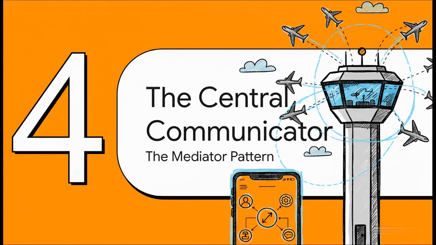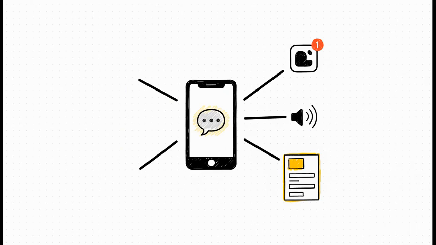Okay, last one. This is the central communicator, or as the pros call it, the mediator pattern. The best way to think about it is like an air traffic controller for your app. Its job is to prevent total chaos by managing how everything talks to everything else. Okay, picture this. You get a new text message. A bunch of stuff has to happen all at once, right? The little red dot on your app icon needs to pop up, your phone needs to make a sound, and inside the app, the message list has to update. How do all these totally separate things happen in perfect sync? You guessed it, the mediator.